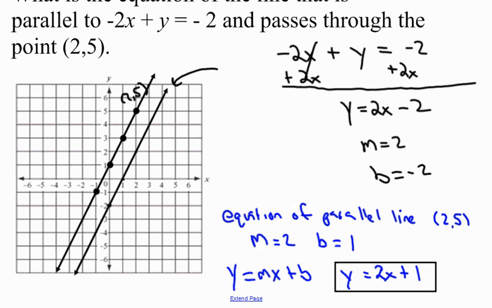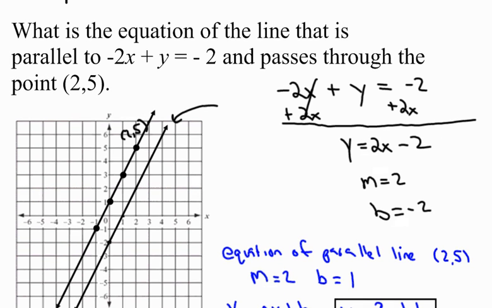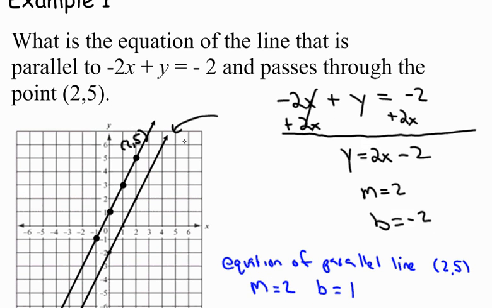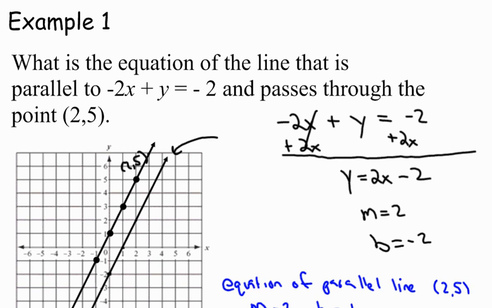So that's a graphic approach. Essentially what you're doing is you're looking for a line that's parallel to the original line and passes through the point 2, 5. There is another approach that we could use.